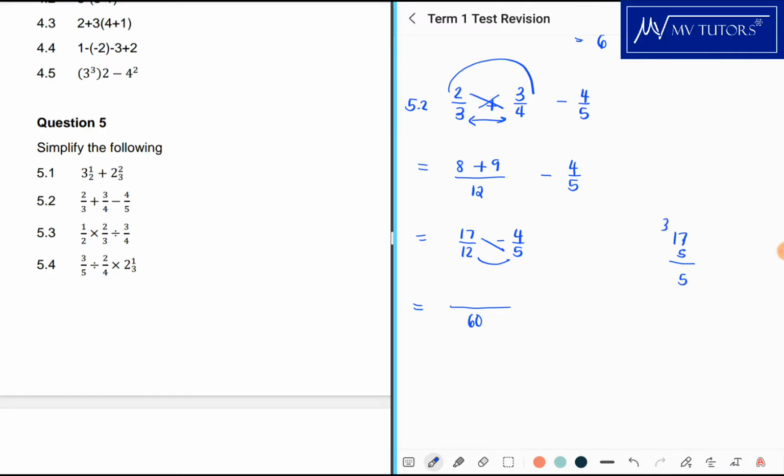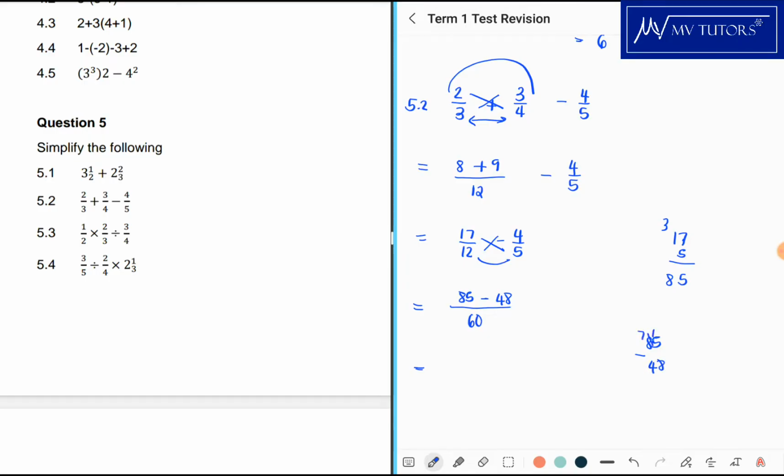All right, 1 times 5 is 5, plus 3 is 8. So we have 85. All right, that's 17 times 5. And then we have 12 times 4, which is 48. And this is a subtraction sign. Now we need to see what is 85 minus 48.